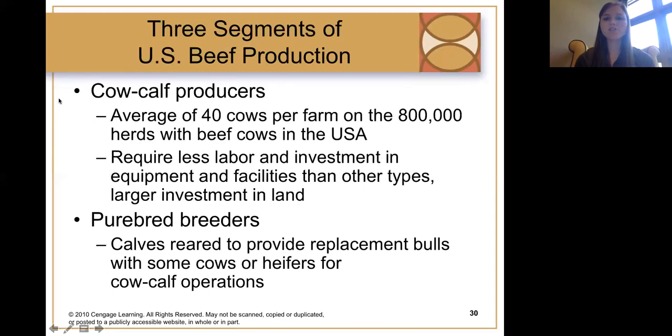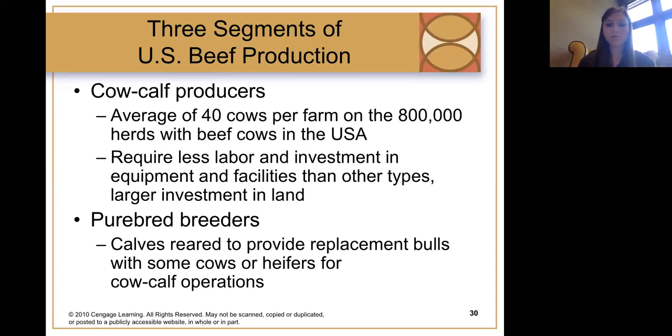So there are three major segments of U.S. beef production. You have your cow-calf producers, and they typically have an average of 40 cows per farm on the 800,000 herds with beef cows. Cow-calf systems require less labor and investment in equipment and facilities than other types, but they do require a very large investment in land.